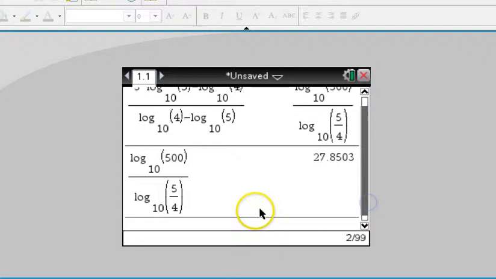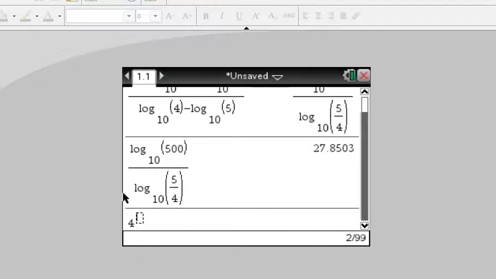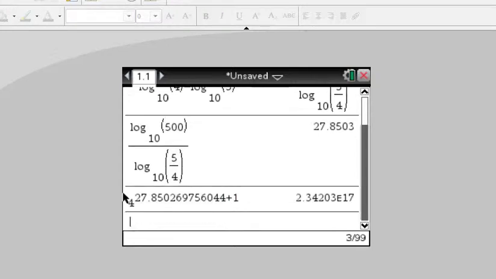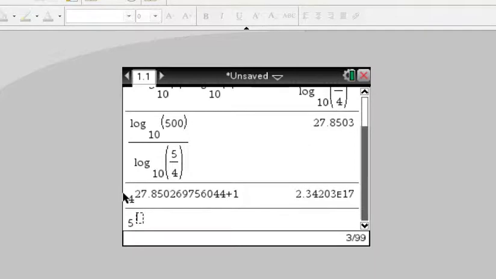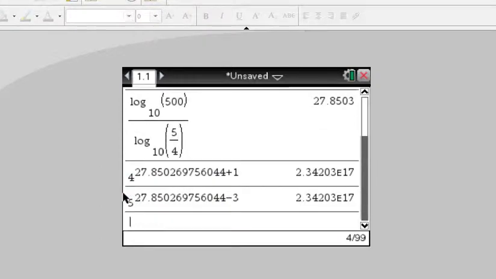Maybe I should do that. That's always a good practice. So I say 4, raise that to the power of this number plus 1, and check out, that's the number I get. Then I try 5 and raise that to the power of this number minus 3, and I should get the same thing. There we go. It makes me feel very good.